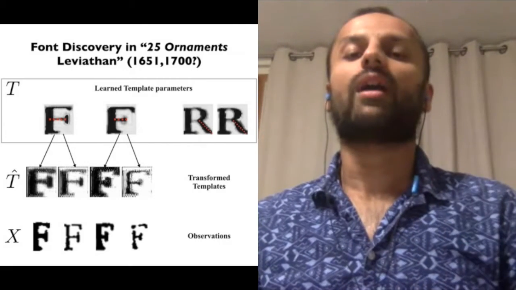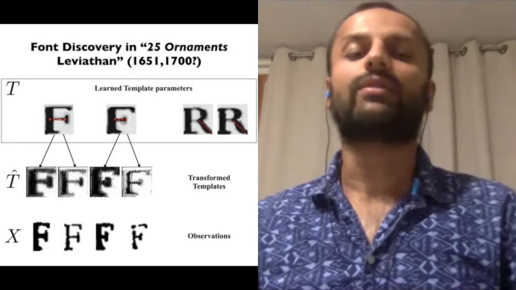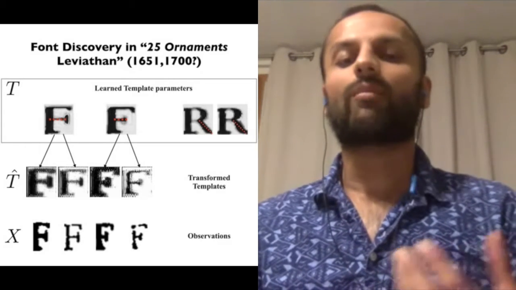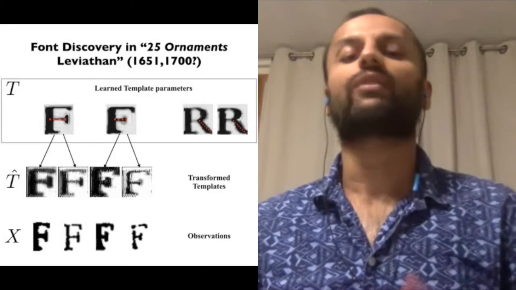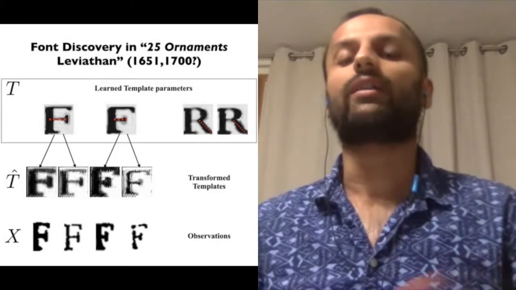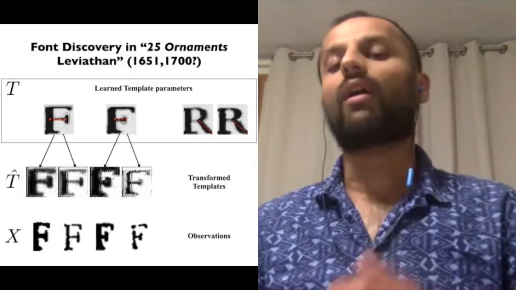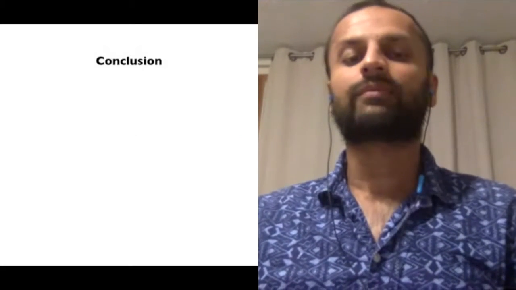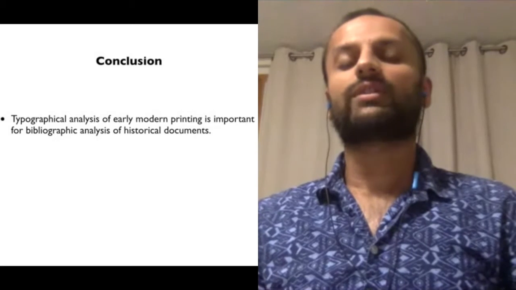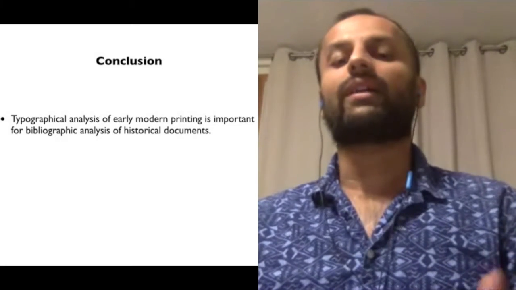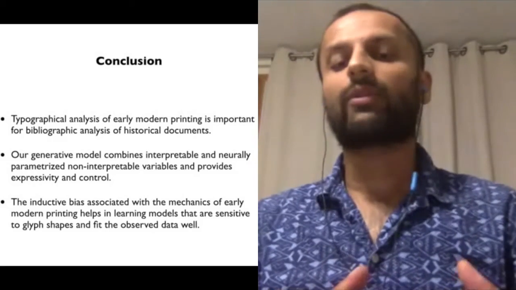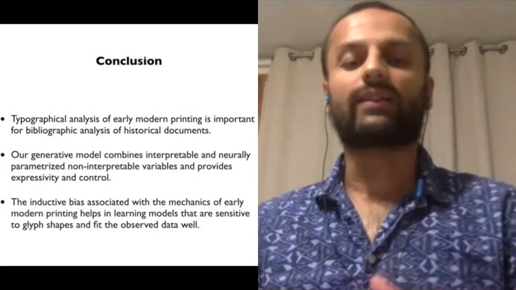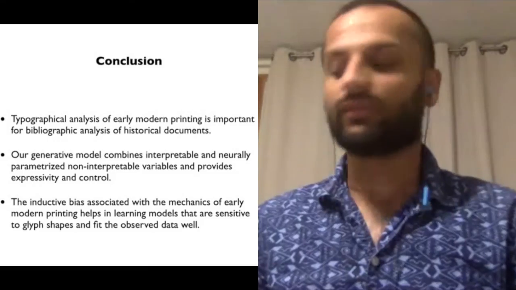We ran our model on 25 Ornaments Leviathan, whose origins are disputed, and our model was able to learn two different fonts for Fs and Rs. For Fs, one with short middle arm and the other with long middle arm, and for Rs with two different legs. So we proposed a model for typographical analysis of early modern printing, which is both interpretable and expressive. Thank you.